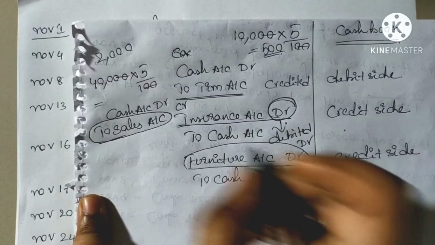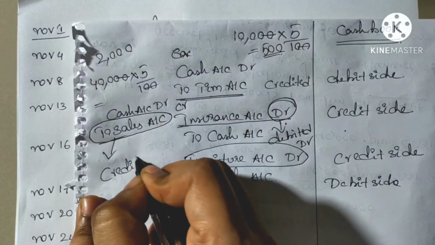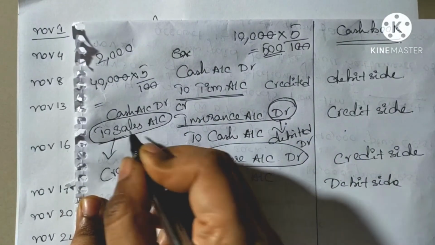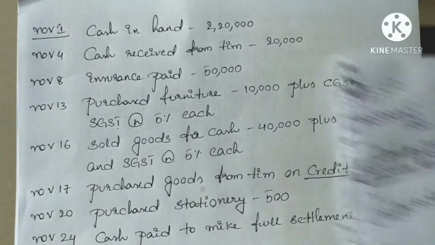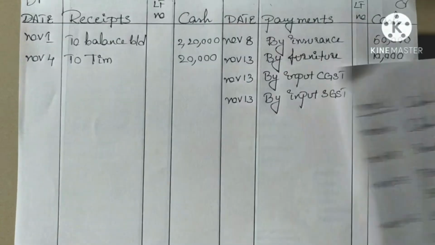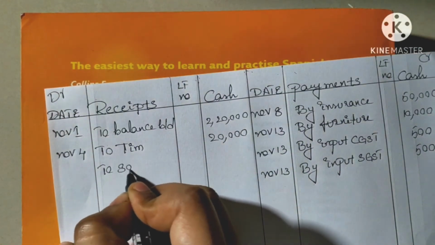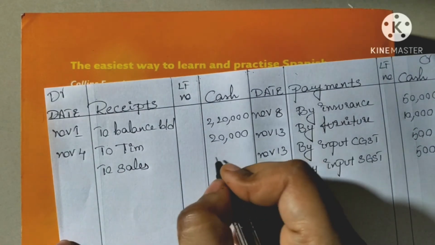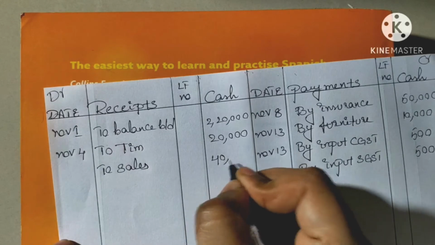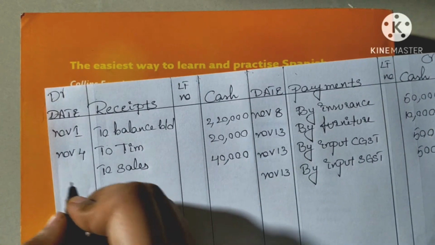Here credit side, that is, this is credit side, and we have to mention this on the debit side in the cash book by mentioning "To sales," and the sale value is 40,000. In the cash column we will mention 40,000 and the date is November 16th.